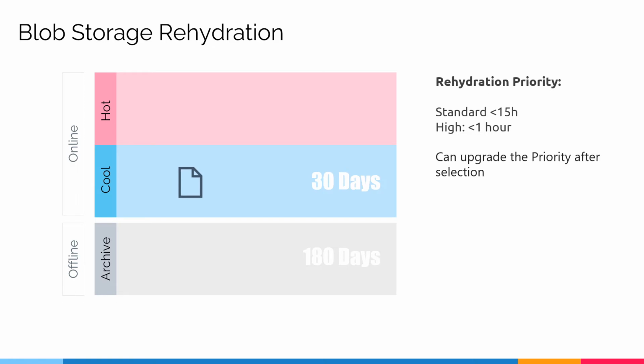Once we've selected standard priority, we can go back in and upgrade this to high priority before it's been completed. However, if we are in high priority, we can't downgrade to standard. We can check the current status of the rehydration at any time using the properties on the blob. These can be viewed in the portal, in the REST API, using the Azure CLI, or using any of the SDKs.